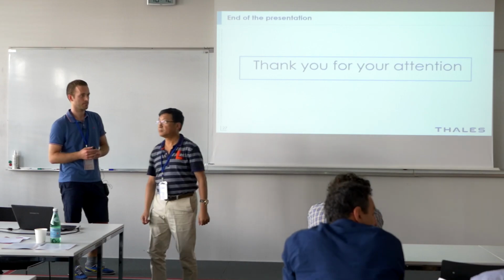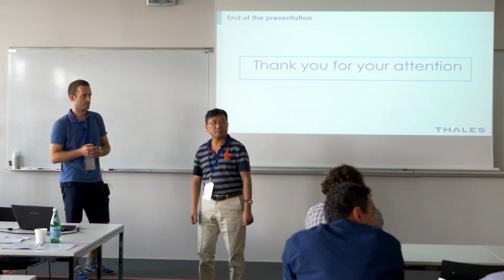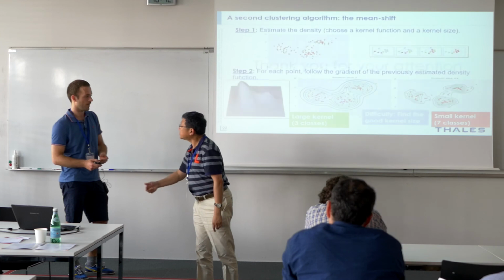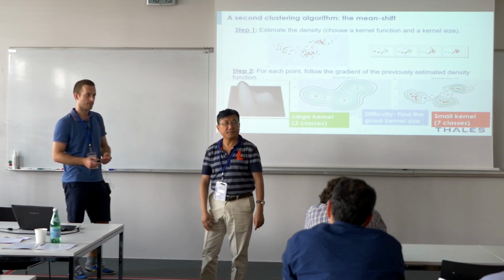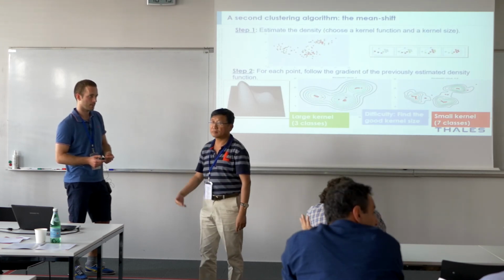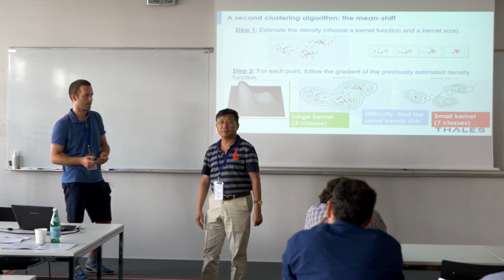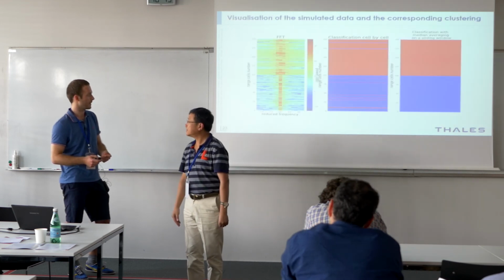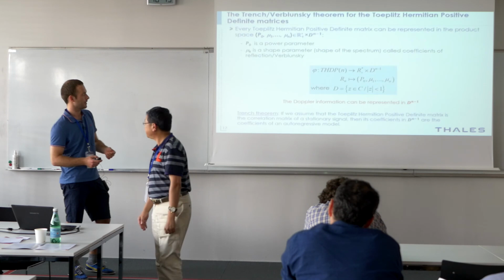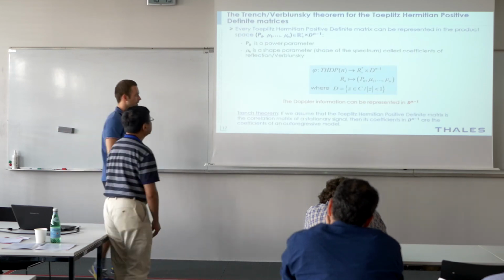Yes, please. Could you give the details of how you map the positive definite covariance matrix to the coefficients? Can you repeat the question first, please? How do you map that covariance matrix to find the coefficients? Yeah, it's this slide. Yes.